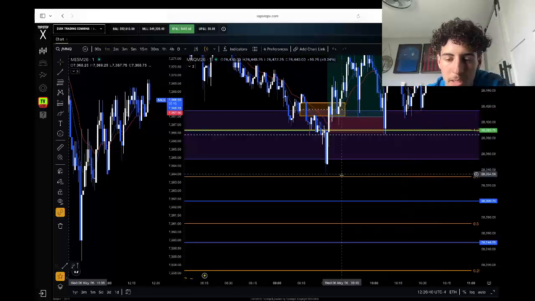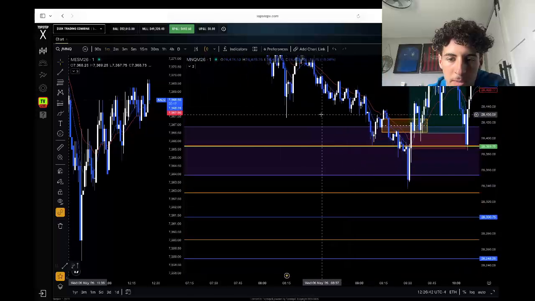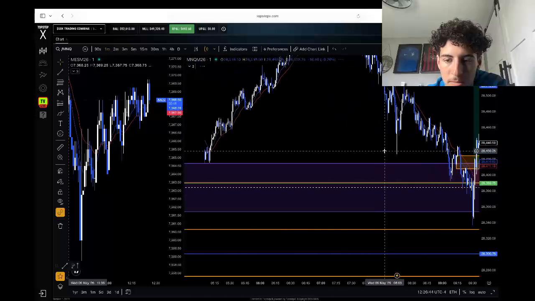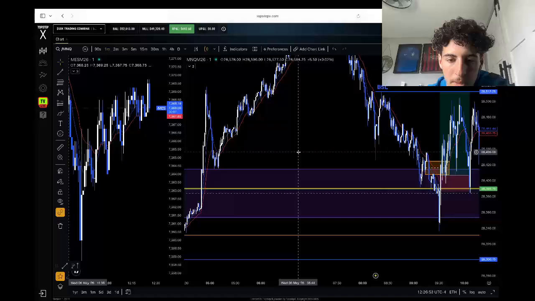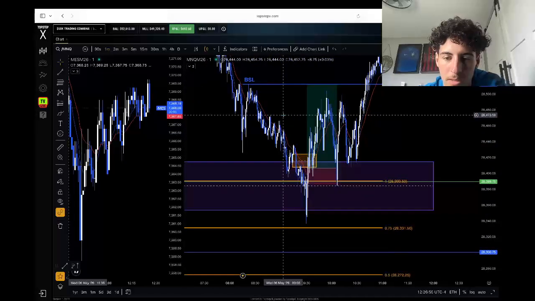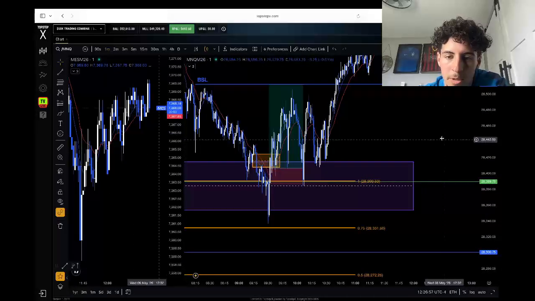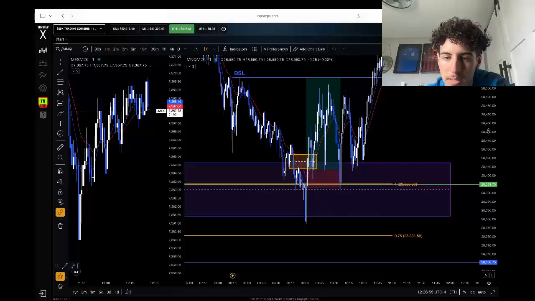But we get close to that 25% level, and then we do just take a bunch of these internal lows in here, tapping this 1-minute fair value gap as well from yesterday, and taking out these lows in here as well. So that's the areas of liquidity that we took before we catch this move.